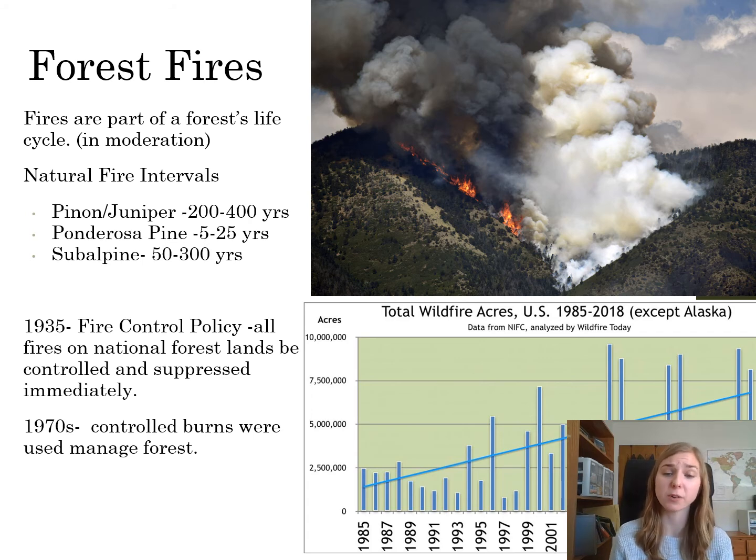So there is a natural fire interval, and we as humans have tried to mimic that and had more controlled fires so that when there is a natural fire, it is less severe. But with more drought and more beetle kill and climate change, we are seeing more destructive fires.